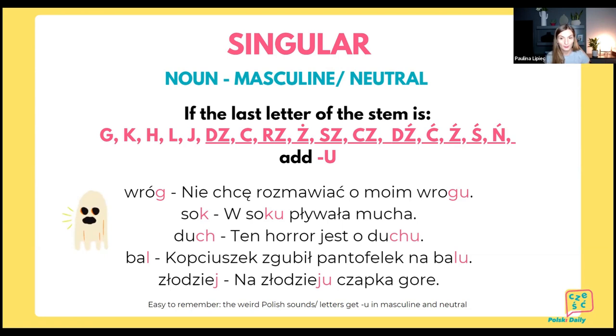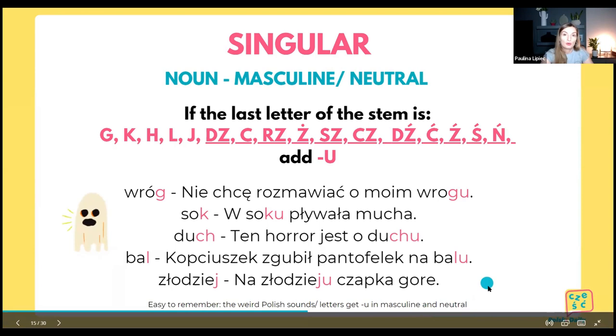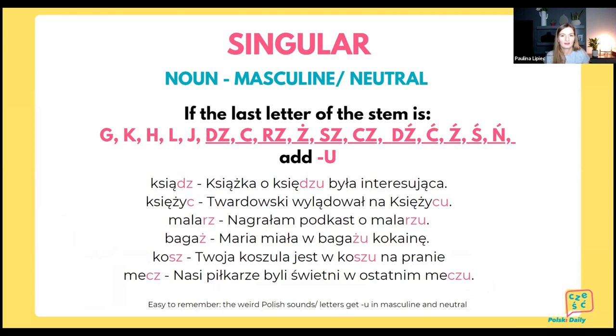And złodziej. Na złodzieju czapka gore. This is a very old idiomatic expression. It means a hat burns on a thief. It means that when someone did something wrong, it will be visible because not so many people can perfectly lie. And if you want, you can remember the whole expression, the whole sentence. Just the verb gore is not in use anymore. It's an archaic word. There are more examples, so I'm just going to read you a lot of examples today.